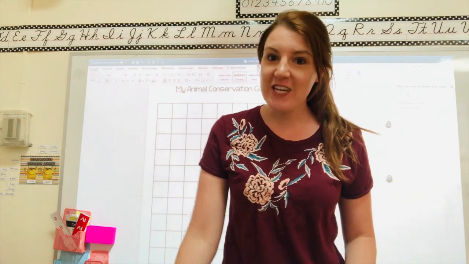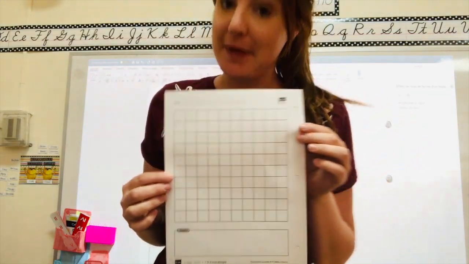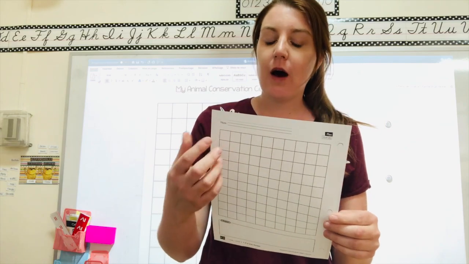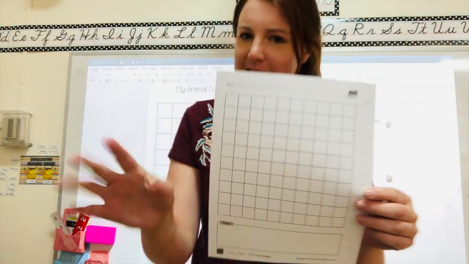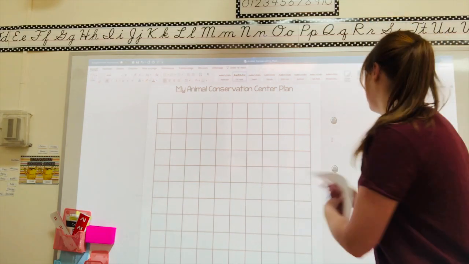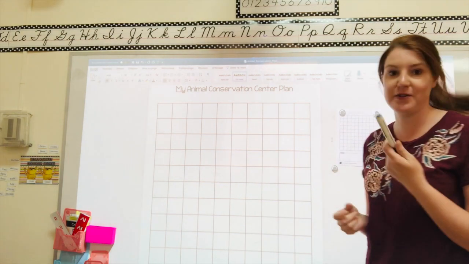All right, let's go. For your conservation center, you will need this paper right here. This is to create your plan for the conservation center. If you do not have a printer at home, you could use a paper with squares on it, just like this one. This is going to be very useful to create your plan. I'm going to be showing you an example on my whiteboard right here, with my markers.